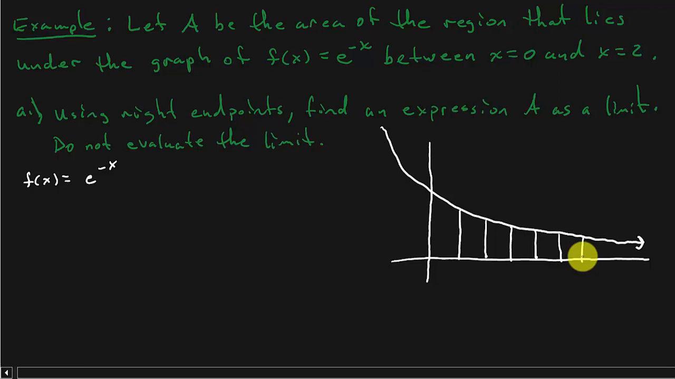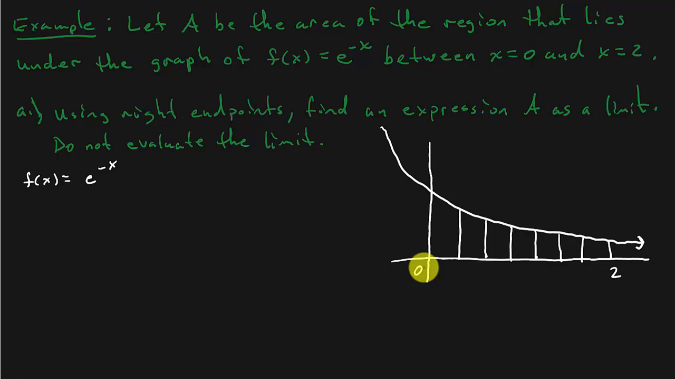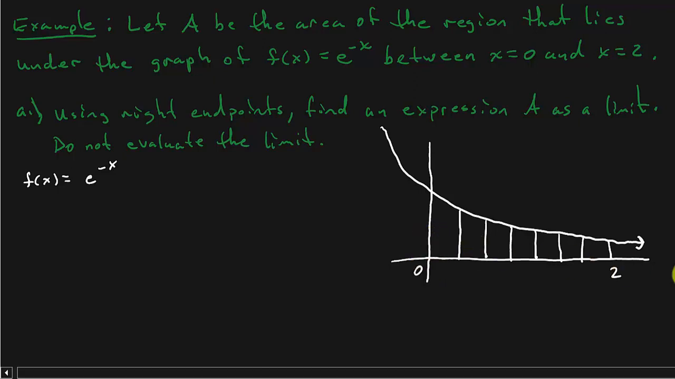Okay, and we're going from 0 to 2. See that? 0 to 2. And we have an infinite number of rectangles. I know I've got 1, 2, 3, 4, 5, 6, 7. There's 7 rectangles drawn, but I can't draw an infinite number of rectangles. But just pretend like we're gonna keep coming in here and adding rectangles, an infinite number of them.